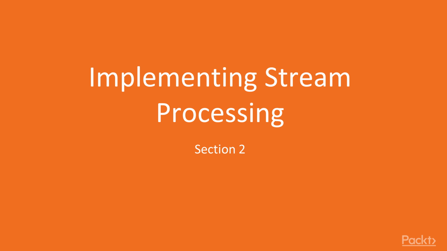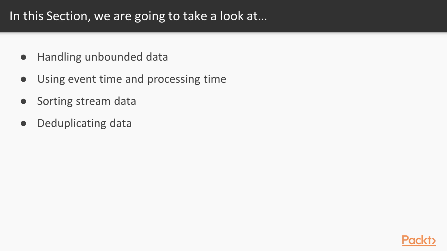This is the second section of the real-time streaming course using Apache Spark, and in this section we'll be implementing stream processing using the Apache Spark Streaming framework. Firstly, we will see how to handle an infinite, unbounded stream of data. We'll be using event time and processing time, and we will see how they differ and why. We will be sorting stream data. We will implement deduplication of data, because most data source messaging systems work with an at-least-once delivery guarantee.